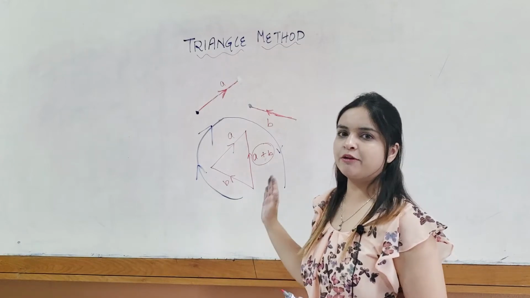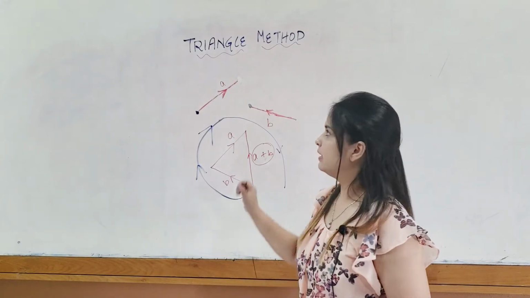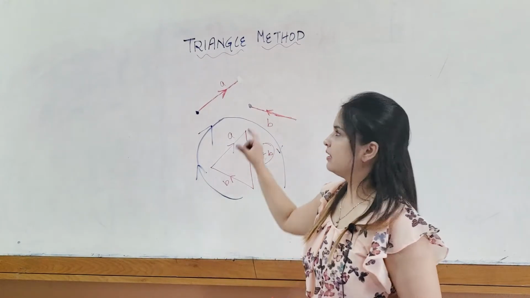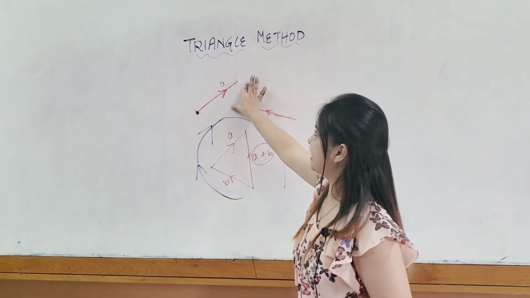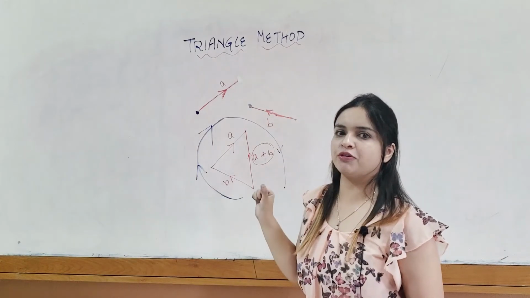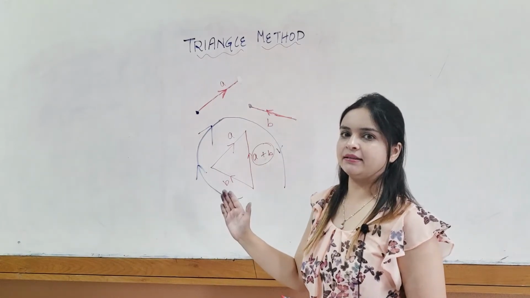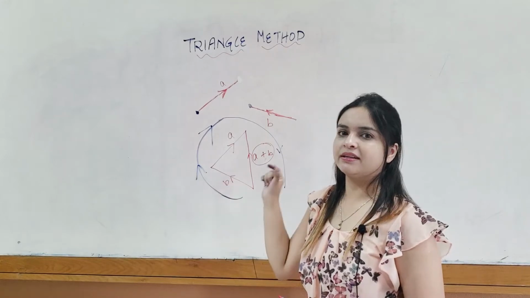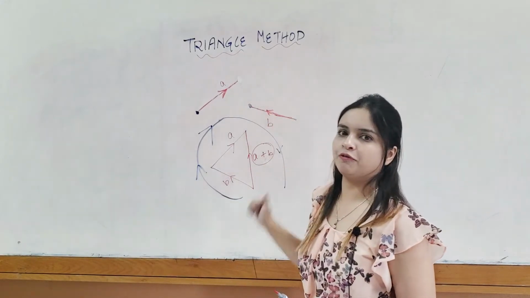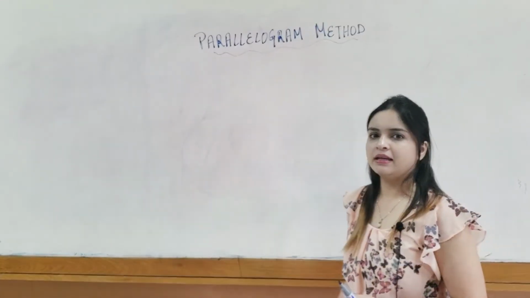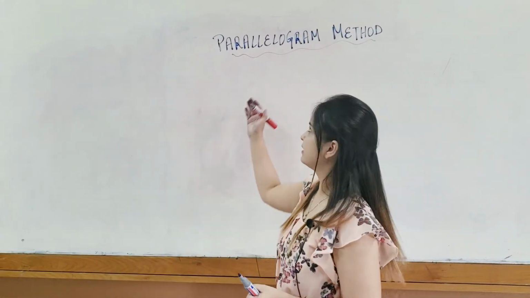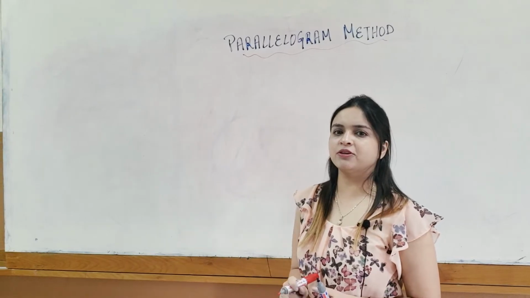So this was my first method, the triangle method. What is the triangle method? You are given two vectors which behave as the two sides of a triangle. The third side of the triangle will be the resultant of these two vectors. Now, let's go to the second method. After the triangle method, the second method is the parallelogram method.